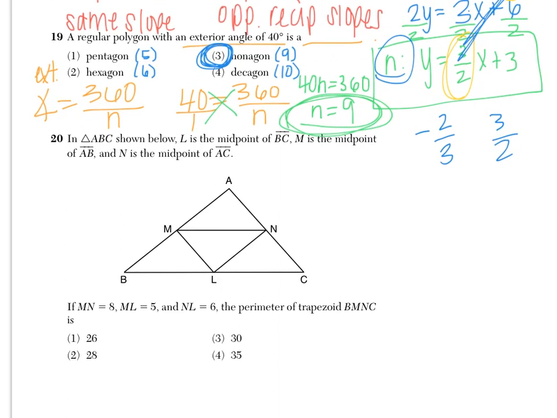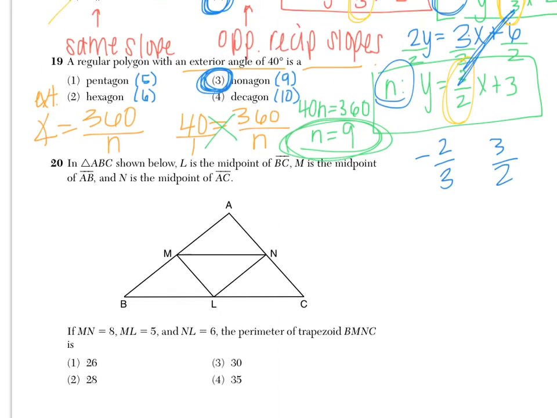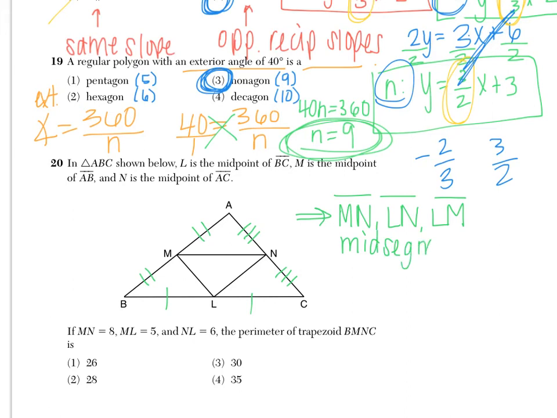Number 20 says, in triangle ABC shown below, L is the midpoint of BC. So I'm going to mark this up as we go. M is the midpoint of AB. And N is the midpoint of AC. Which then tells us that MN, LN, and LM are all mid-segments. And mid-segments have a special formula. Mid-segment over 1 equals base over 2. In other words, the mid-segment is half of its base.